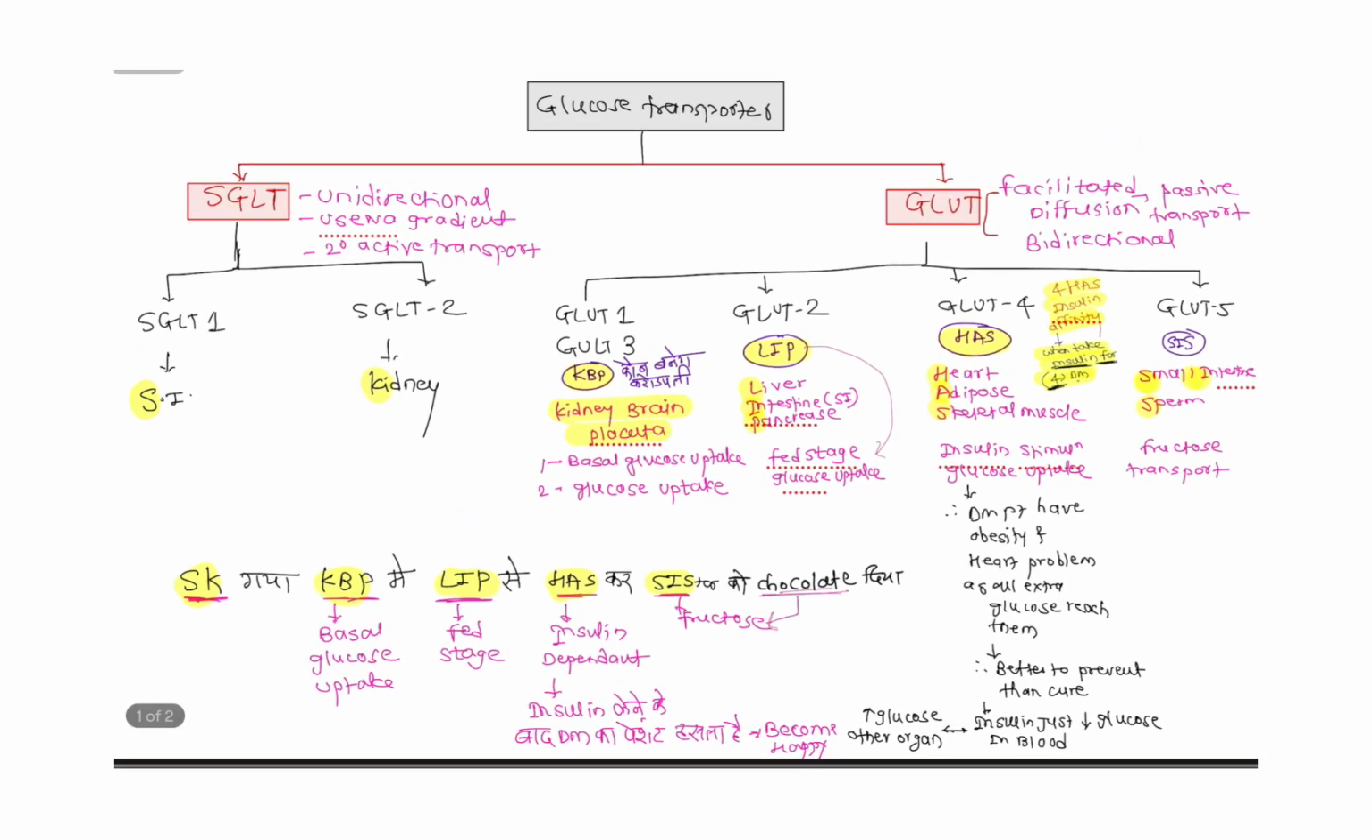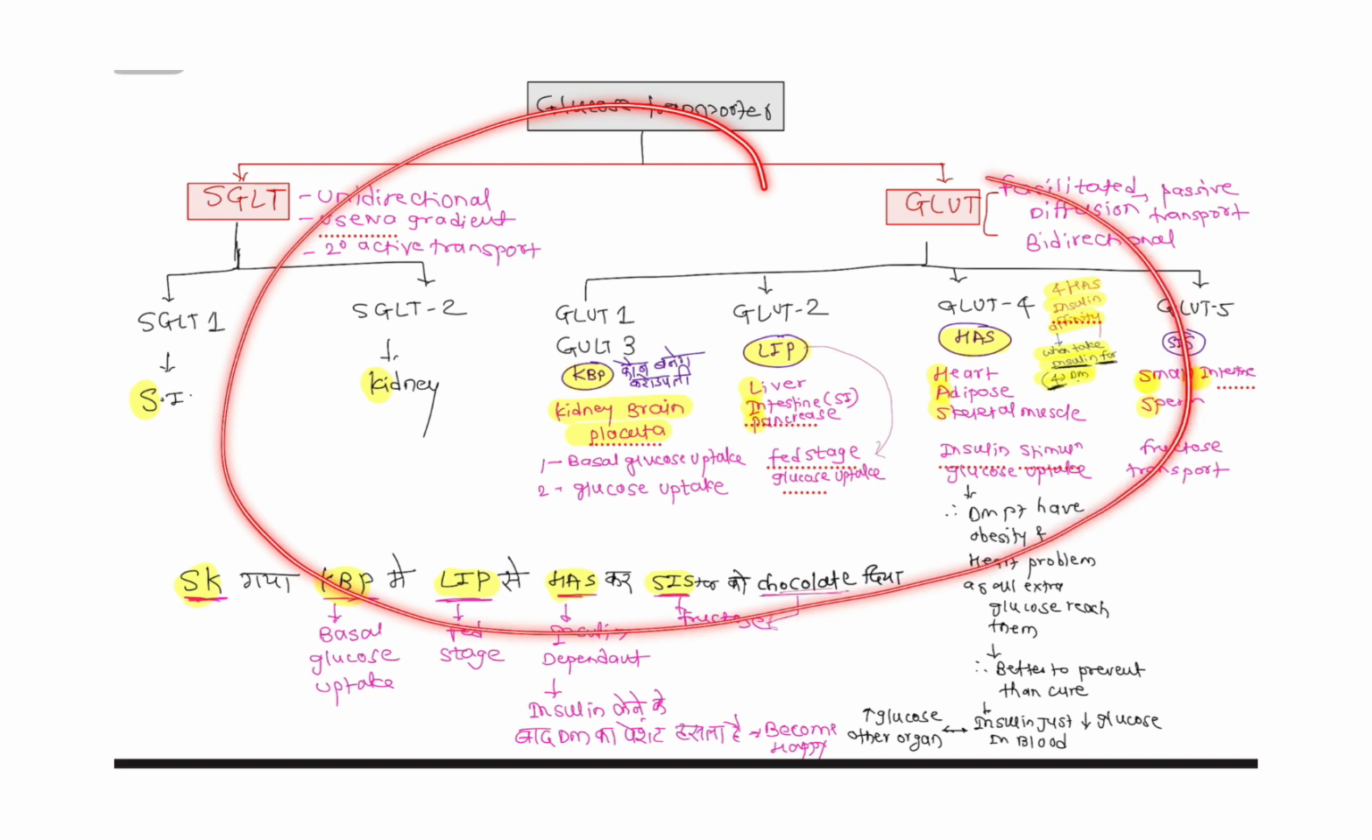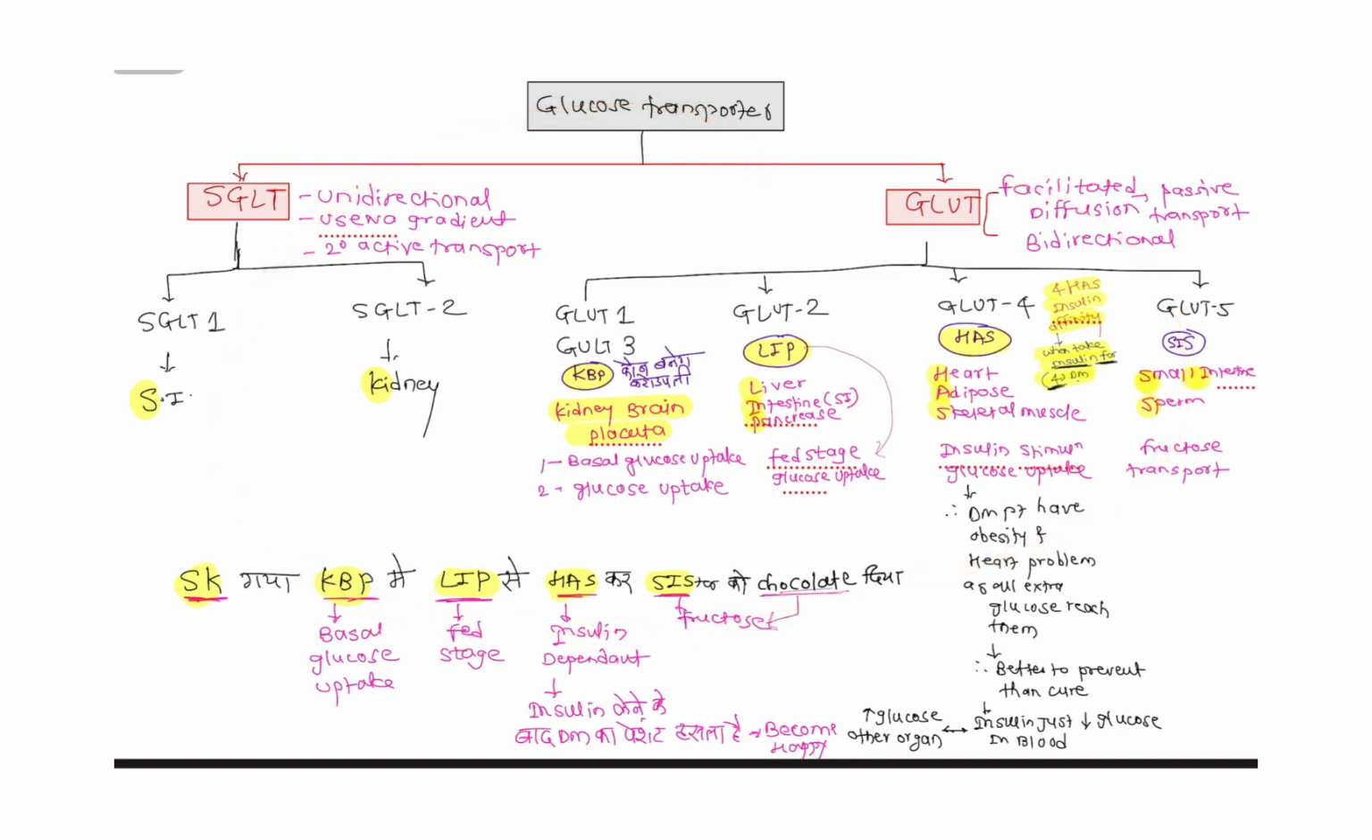So this is about the glucose transporter. I have created this mnemonic. Remember this, stick it on your wall, and you will never forget the glucose transporter. Many questions are asked on the glucose transporter, like which one does insulin-dependent glucose uptake, which one is responsible in the fed state, which is responsible for fructose transport, which is present in the kidney, and which of the following is not present in the kidney. Questions like these are asked, so remember, it is very important.